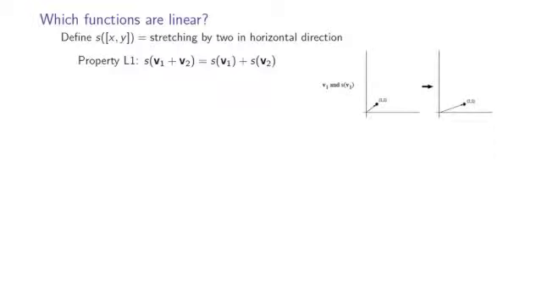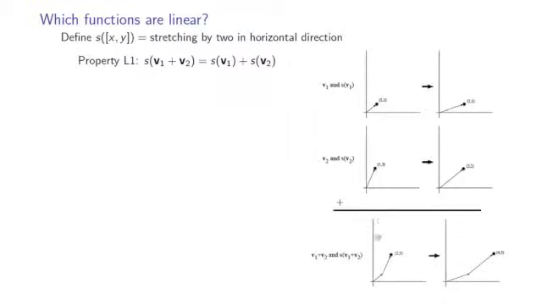We'll illustrate that it is true using an example. Here's a vector v1, and here's its image under s, s of v1. Here's another vector, v2, and here's its image, s of v2. Now, if we add v1 and v2, we get this vector, v1 plus v2, and its image is s of v1 plus v2 over here. But this same vector is also the sum of s of v1 plus s of v2. So we've shown that s of v1 plus v2 equals s of v1 plus s of v2.